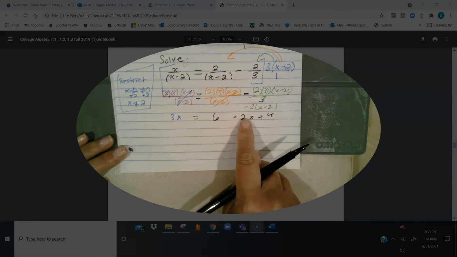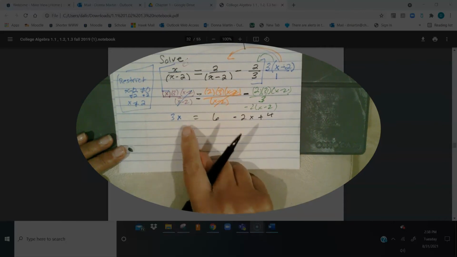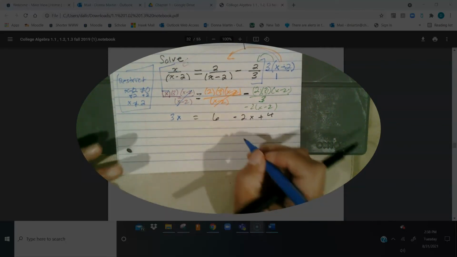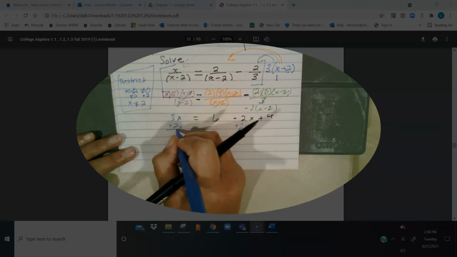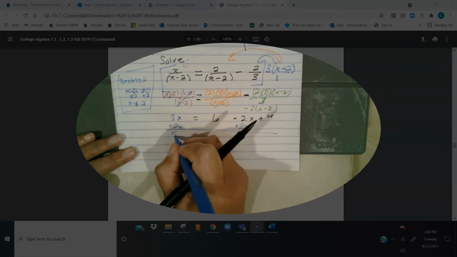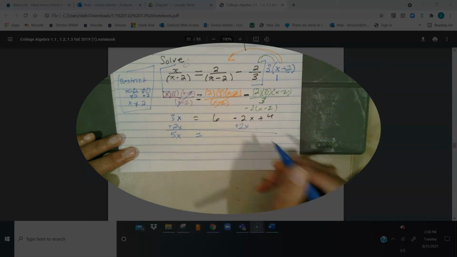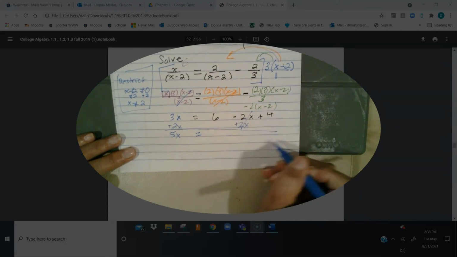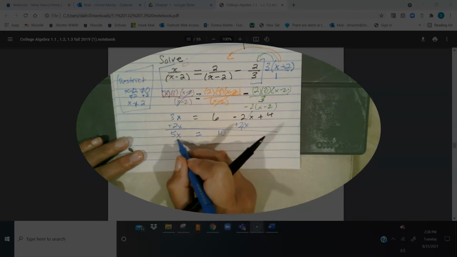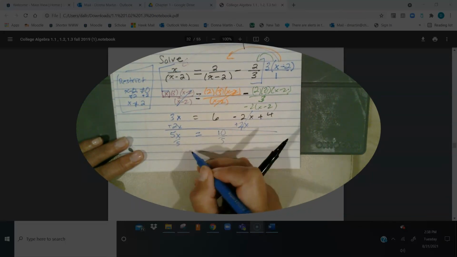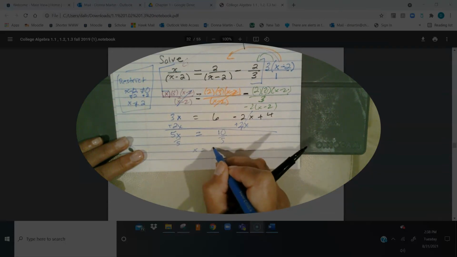We'd want to move our linear term over with the other linear term. Use the inverse operation of adding 2x. That would give me 5x equals, those have canceled, 6 plus 4 is 10. The opposite of multiplying by 5 would be to divide by 5. 10 divided by 5 is 2.